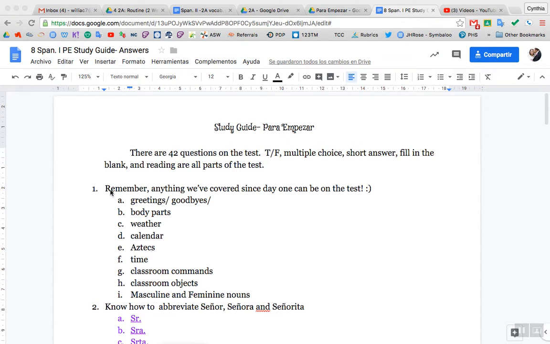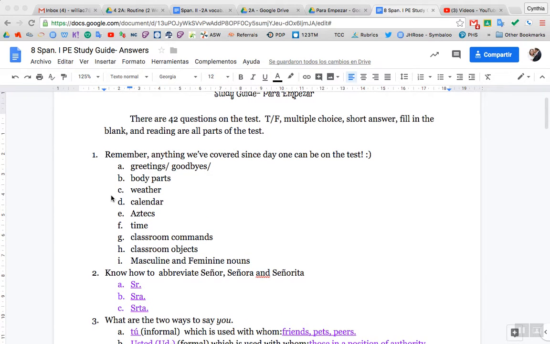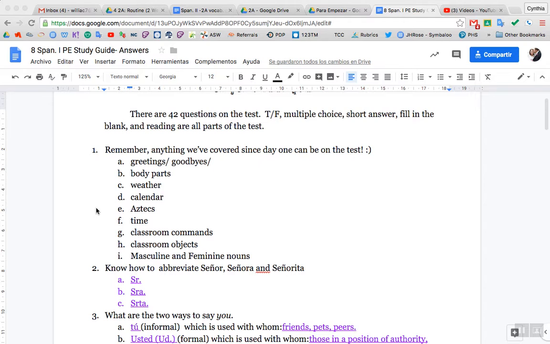Okay. The things you needed to review for this test were greetings and goodbyes, body parts, the weather, calendar, the Aztecs' time, classroom commands, objects, and feminine and masculine nouns. So everything we did in the first unit, which was all the basic Spanish stuff, you need to review that. Make sure you review vocab and the grammar, which would be the masculine and feminine nouns part, okay?